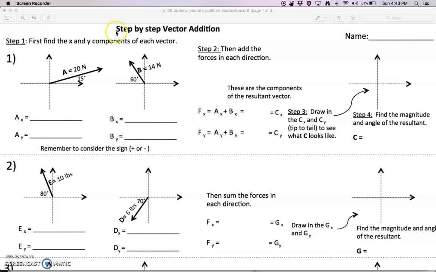Today, we're going to go over vector addition in its complete full form. This is actually in your binder. It's called Step-by-Step Vector Addition, and it is page 3.3 in your binder. We didn't actually need this in Unit 3, but we are going to need it here in Unit 4.